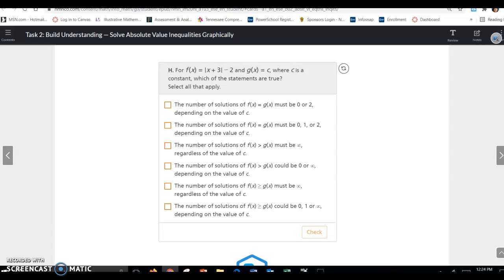All right, for f of x equals absolute value of x plus 3 minus 2 and g of x equals c, where c is a constant, which of the statements are true? Select all that apply. All right, so the number of solutions of f of x equals g of x must be 0 or 2, depending on the value of c. All right, that's not going to be true because what if it hits at the vertex? What if this hits at the vertex of this? It would be one solution. So the number of solutions must be 0, 1, or 2, depending on c. So that one would be true.